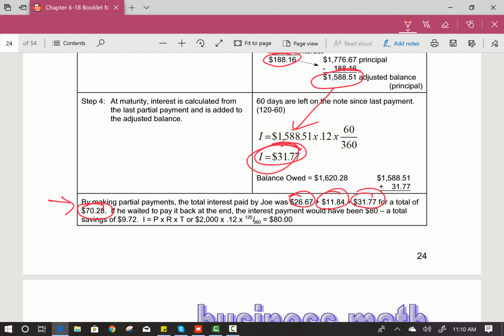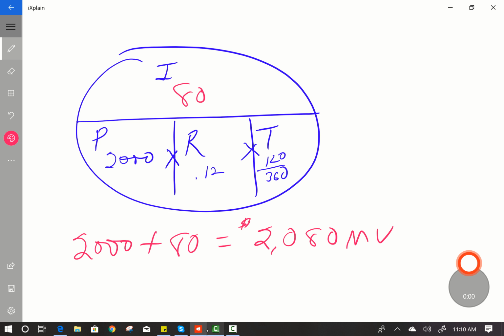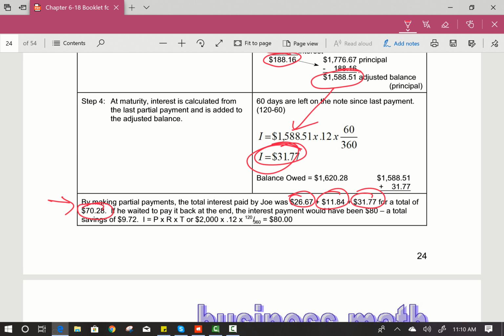If he waited to pay it back at the end, did not make any partial payments like I calculated for you at the very beginning, the interest payment would have been $80. Remember, I calculated that right here. It came out to $80. That's the interest payment I would have made had I not made those partial payments. Okay, now the difference between $80 and $70.28 is $9.72. That's what I saved on that particular problem, which is not a lot.